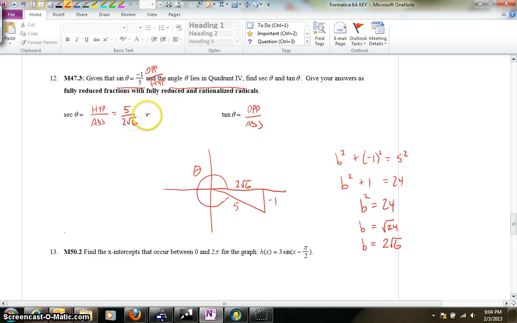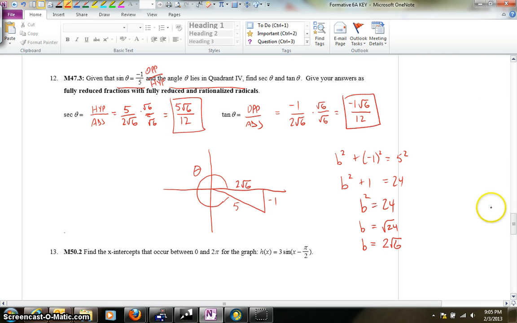I'd multiply the numerator and the denominator by radical 6 to get it in simplest radical form. So I've got 5 radical 6. The radical 6 multiplies by itself and eliminates the radical. So it's just 2 times 6, 12. And here I have -1 over 2 radical 6. That radical 6 is not in simplest radical form, being in the denominator. And so I've got -1 radical 6 over 12. These were the two answers for number 12.